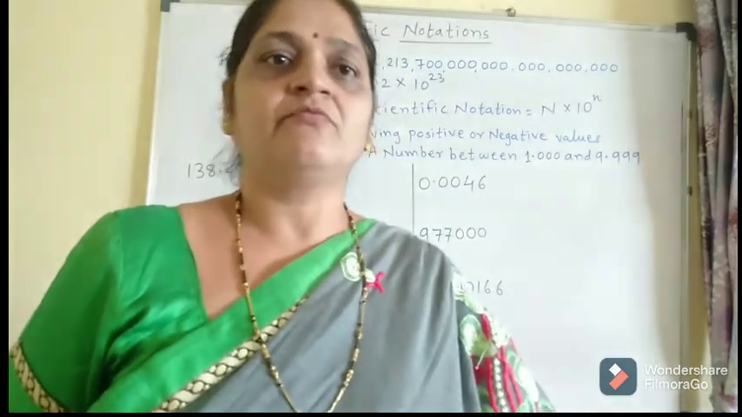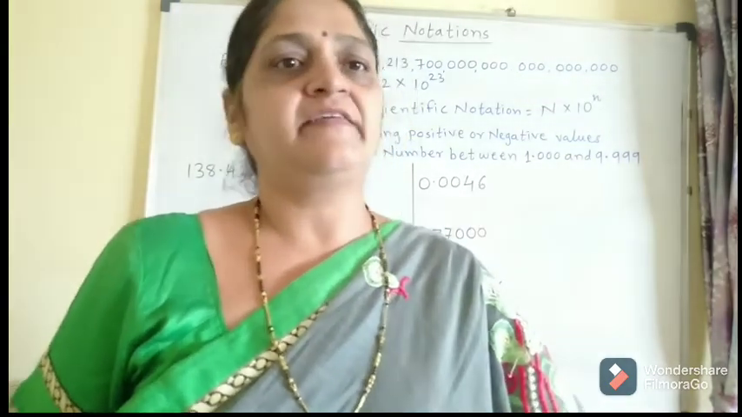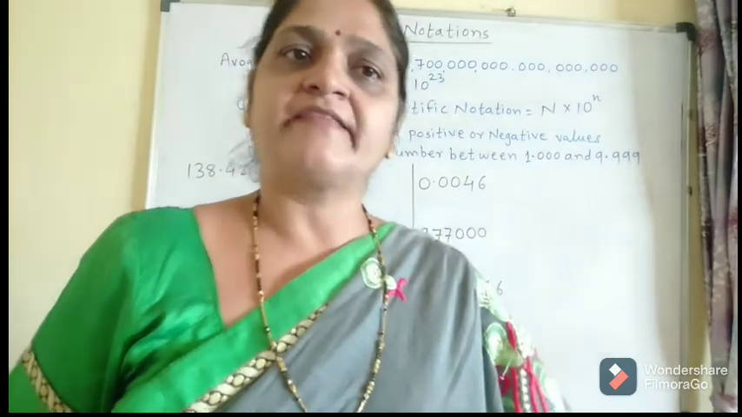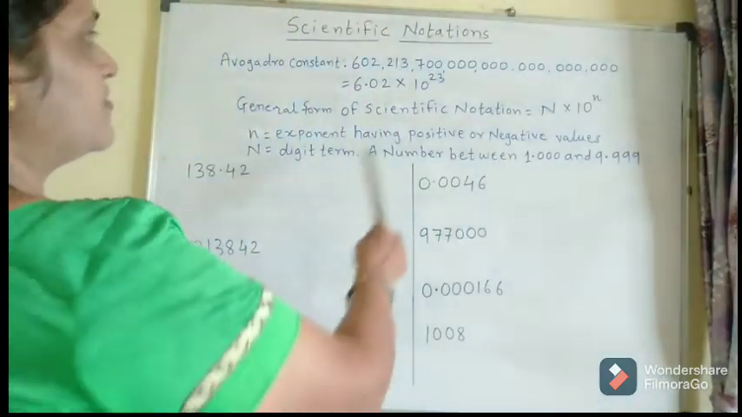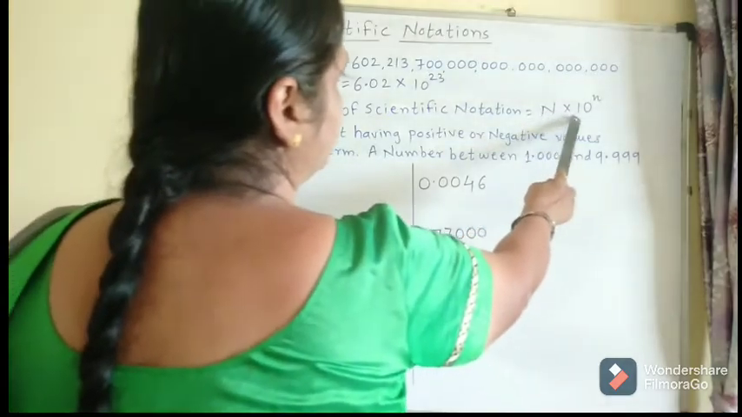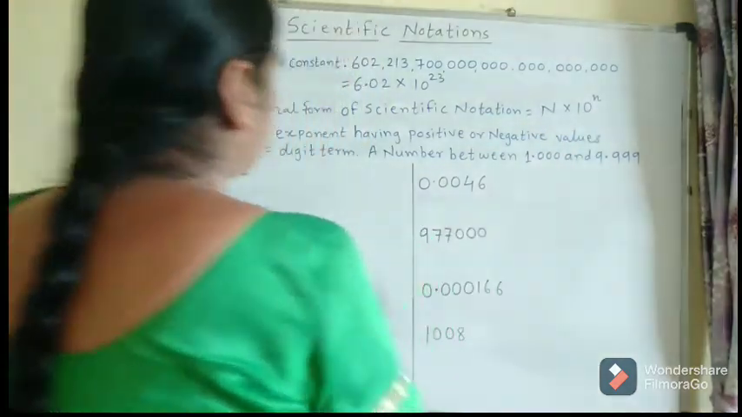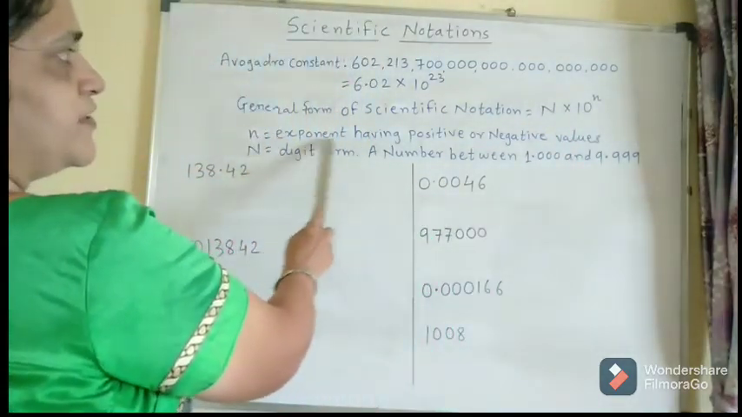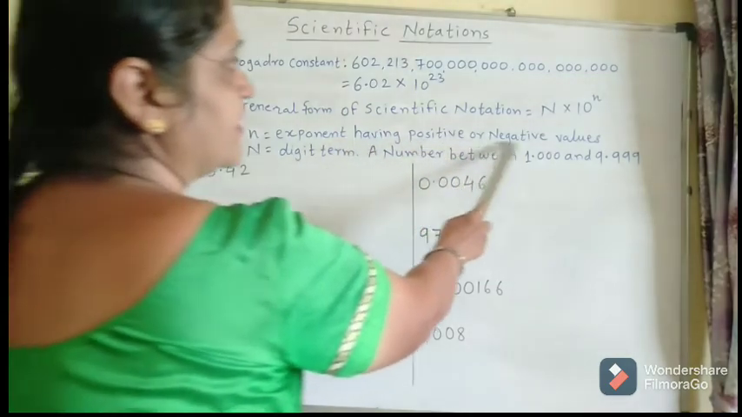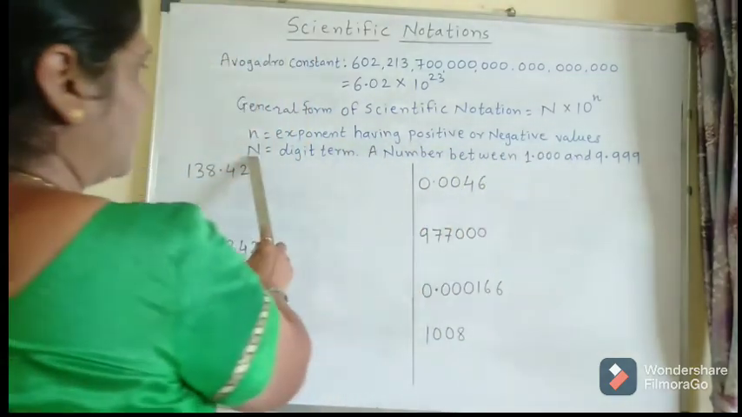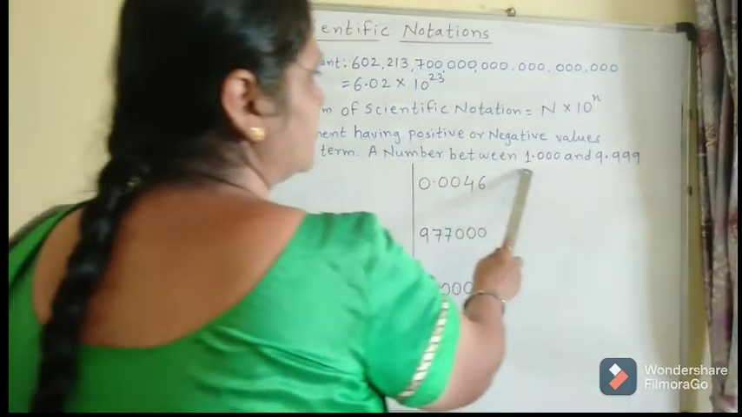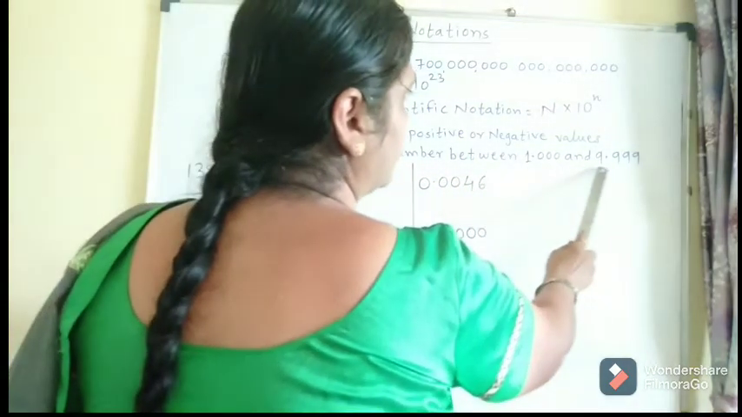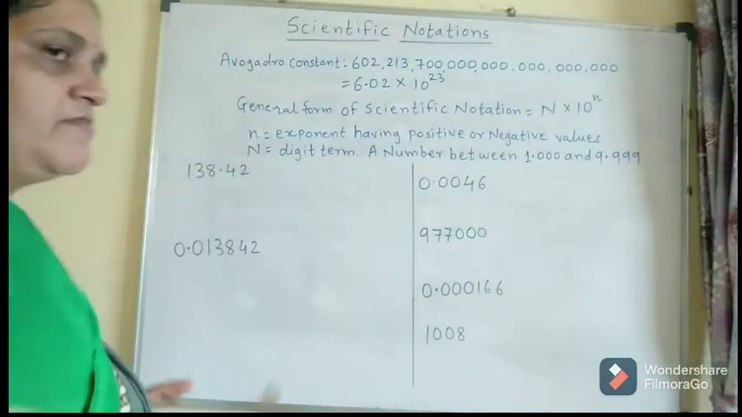so we will go through different examples and you will understand how we can obtain the scientific notation for a given number. Here the general form for scientific notation is capital N into 10 raised to small n, where the small n indicates the exponent having positive or negative values, while capital N is the digit term. It may be a number between 1.000 and 9.999. This way we get the capital N value.